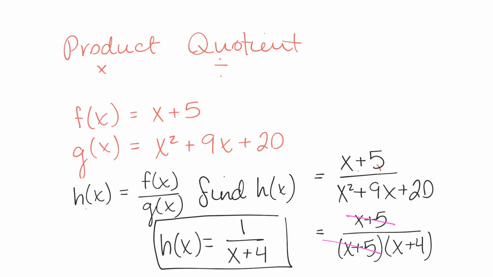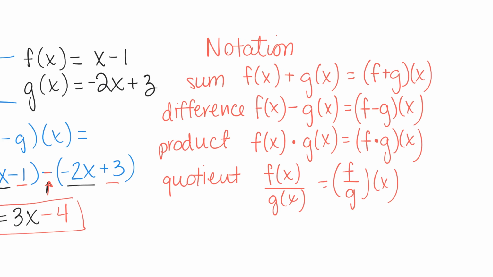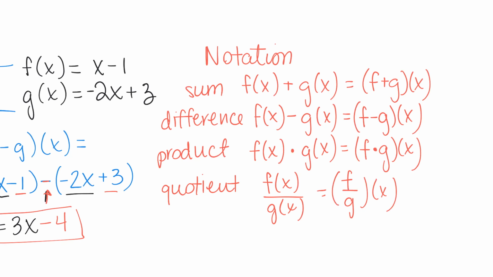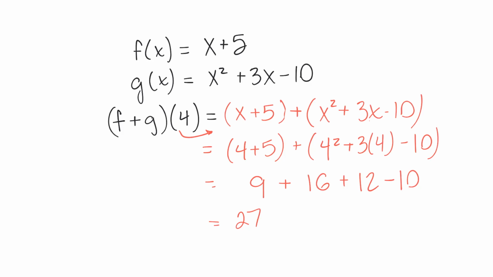So just as a quick recap, we have sum, difference, product and quotient of functions. And then we also need to be careful that when a number is given in place of the x, that just means you're substituting it in. It would look something like this. You go ahead and you do the operation of the two functions, and then you substitute in that number. Combine like terms, simplify, and you're done.